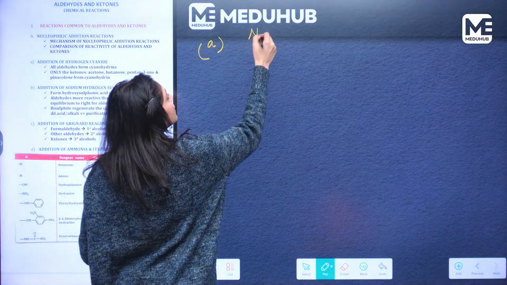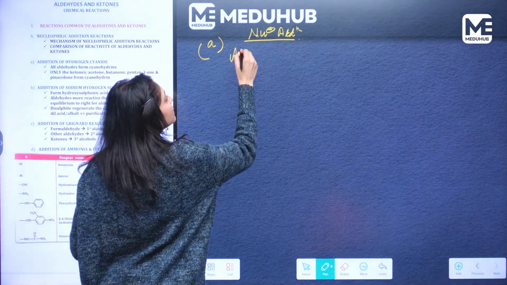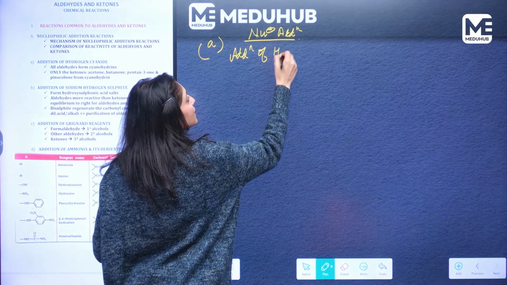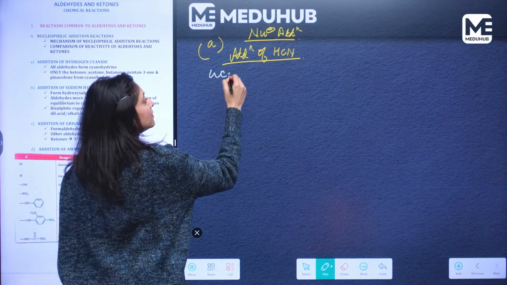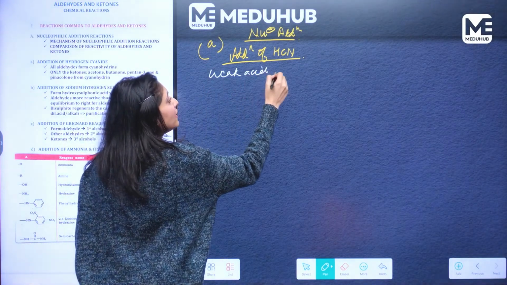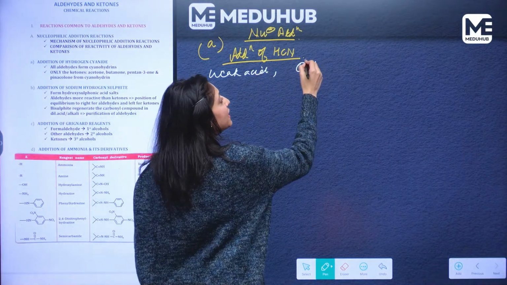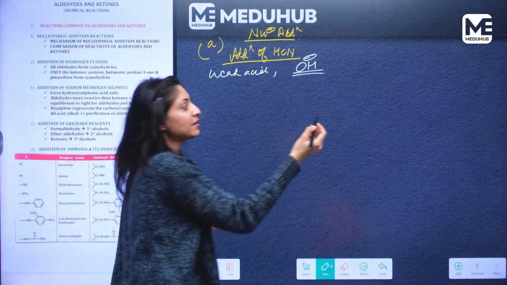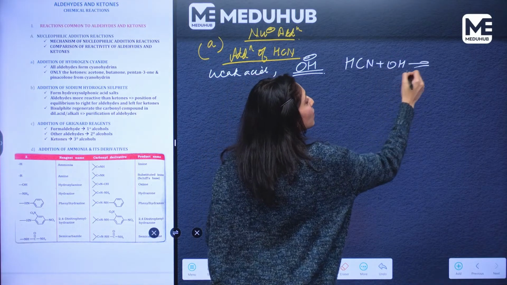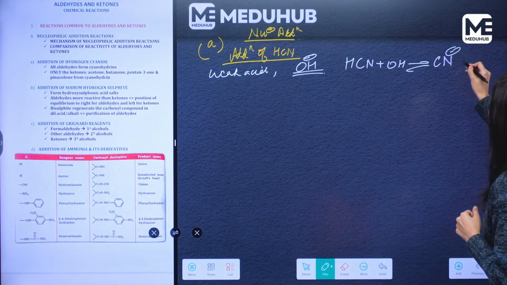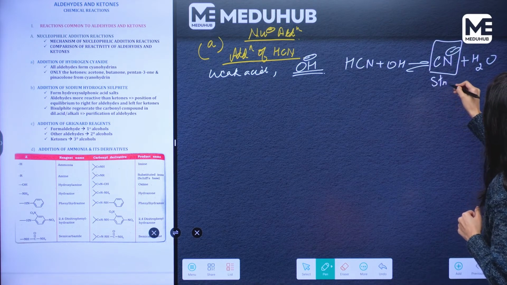So under nucleophilic addition, the first reaction is addition of HCN. Now hydrogen cyanide is a weak acid and it ionizes partially. So to produce cyanide ions, we need a basic medium. Hence this reaction is catalyzed by a base. Because of the presence of this base, we get CN minus plus H2O. Now these cyanide ions are strongly nucleophilic.